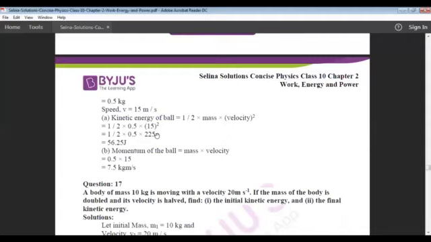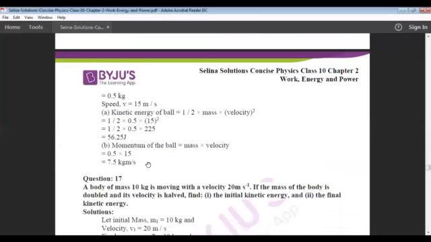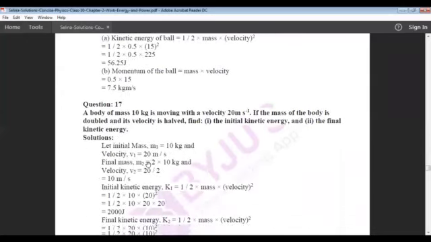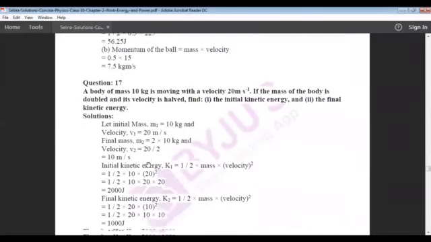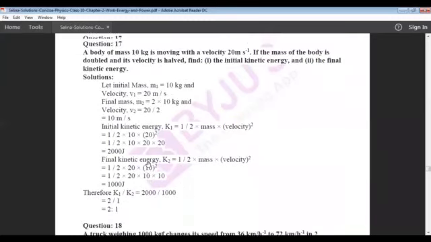Momentum is nothing but mass into velocity. P is equal to m into v. So mass is 0.5 kg, velocity is 15 meter per second. So therefore, the momentum of the ball will be 7.5 kilogram meter per second. Okay, now 17th one. A body of mass 10 kg is moving with a velocity of 20 meter per second.